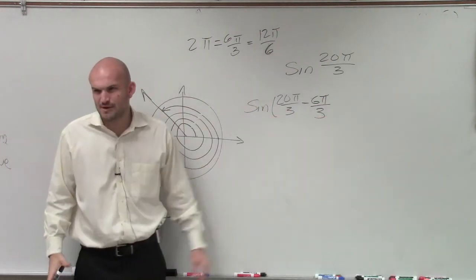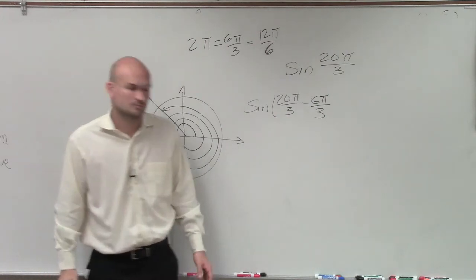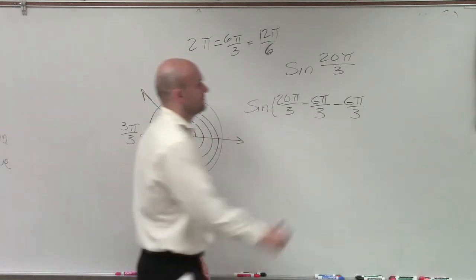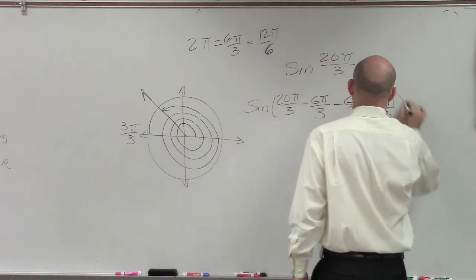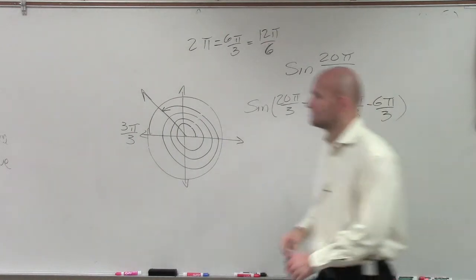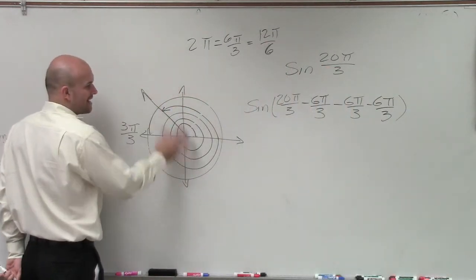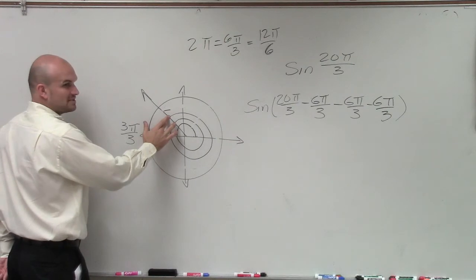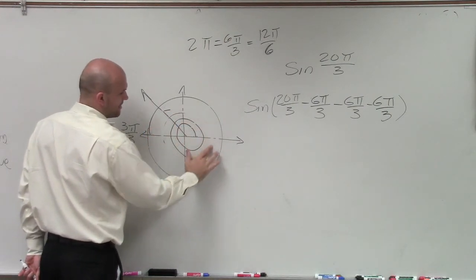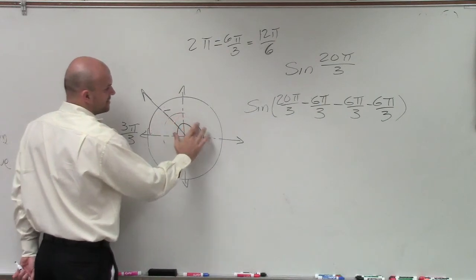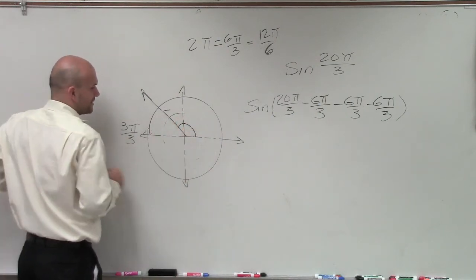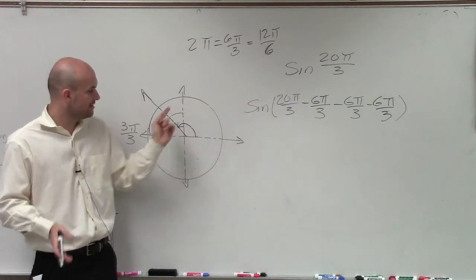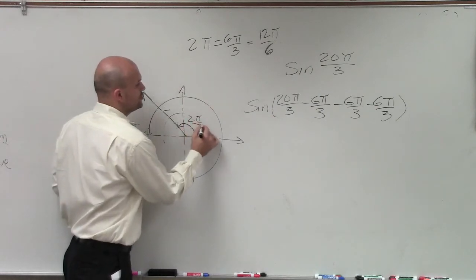But can I subtract 6 pi over 3 again and get still a positive coterminal angle? Yeah. Can I do it again? Yeah. So what I did is I kept on subtracting. And let's take a look at this. If you subtract them, so now minus 6 pi over 3, now I'm at 14 pi over 3. Subtract it again. Now I'm at 8 pi over 3. Subtract it again. Now I'm at 2 pi over 3. So what I want you guys to understand is the coterminal angle, by subtracting 6 pi over 3 each time, I'm just left with this angle, which is 2 pi over 3.